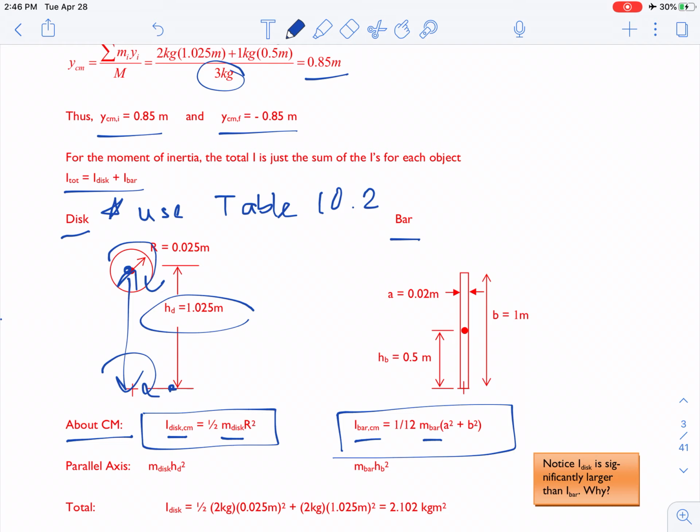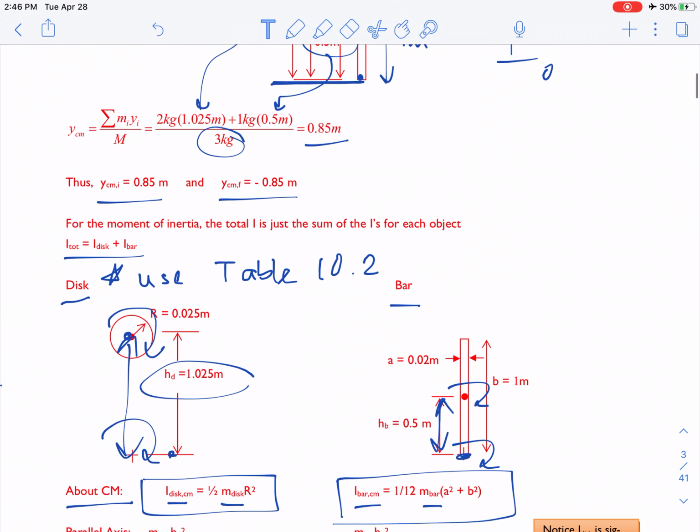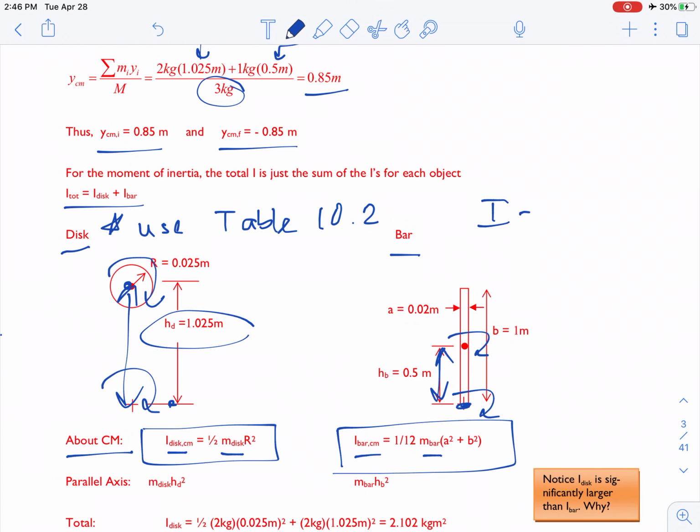And for the bar, again, it's not rotating around this center, but it is rotating from this point. So this is going to be the h for the bar, making sure that those two rotation axes are parallel, because what we're applying is called the parallel axis theorem. And it's from the equation sheet. It says the new inertia is the center of mass inertia from table 10.2 plus mh squared. Okay, so in this problem we need to use this parallel axis theorem for both of those objects. And that's what we're doing.